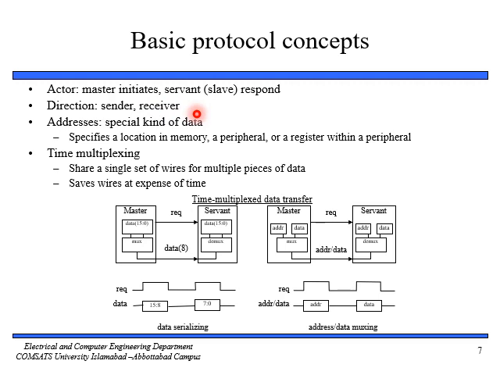A master initiates the data transfer. A servant, usually called slave, responds to the initiation request. So our CPU, that is our processor, is master, and our memory or peripherals are slaves as shown in this diagram. Master is your processor, servant is your slave. It can be your memory, it can be a peripheral.